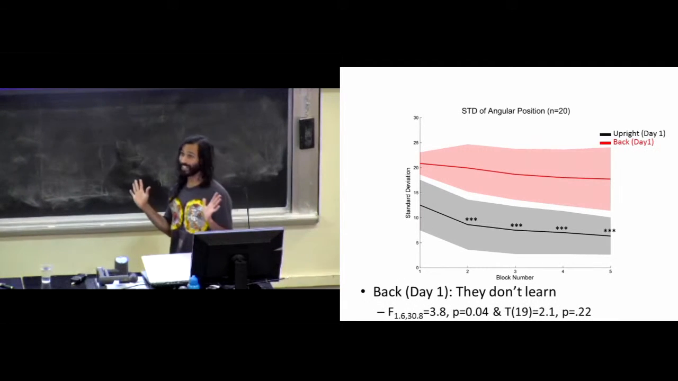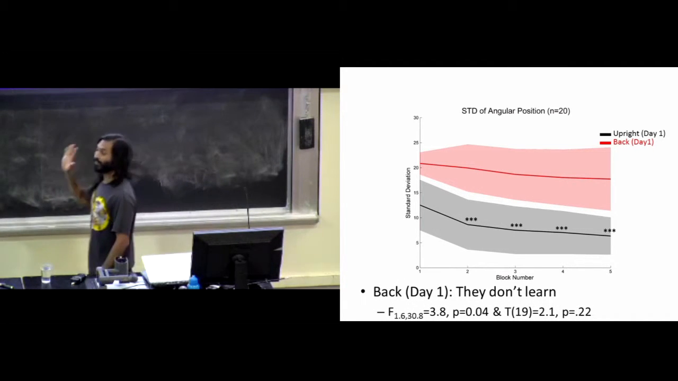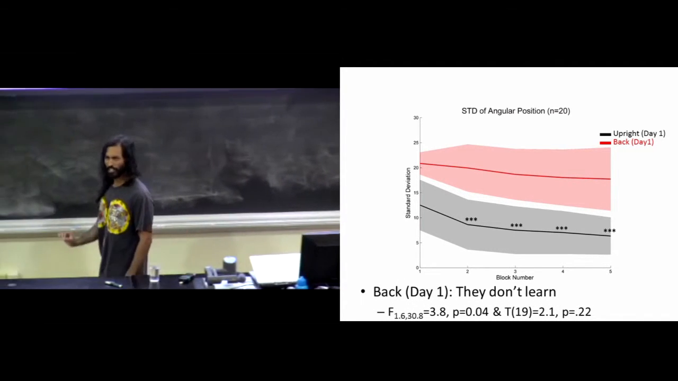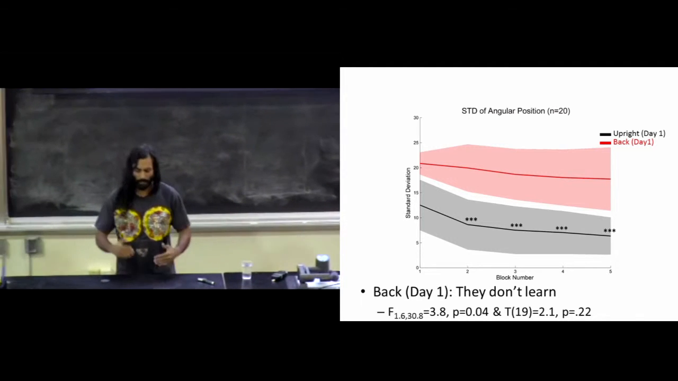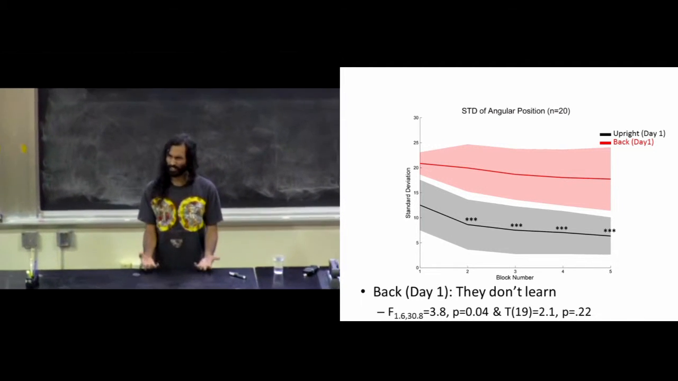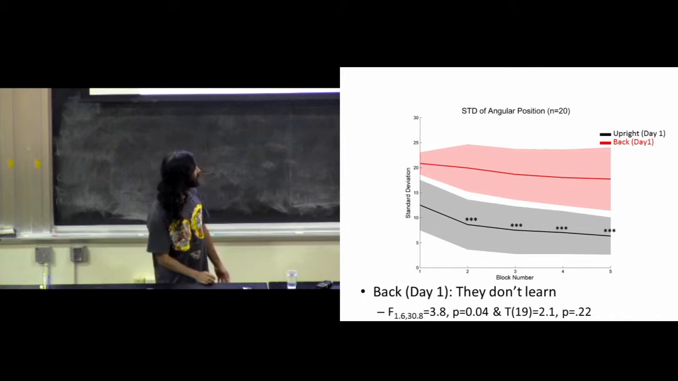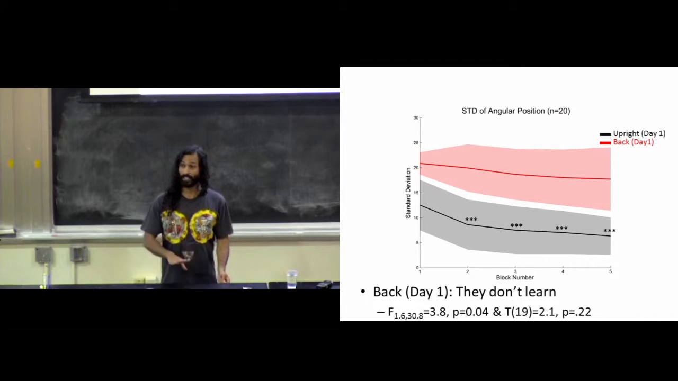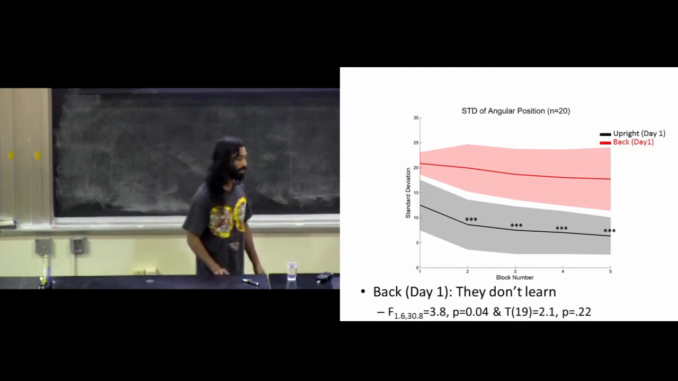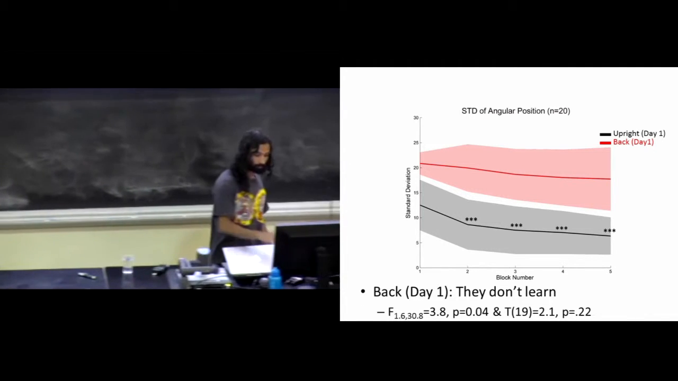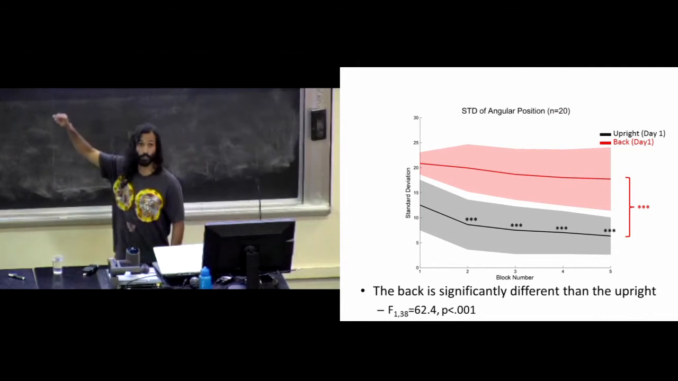And what we see is a little crazy, because not only is the back condition very difficult, people are not collectively learning to minimize their variability. And that's pretty crazy, because they're in this machine for 40 whole minutes. And so again, it's statistically different between these two groups.